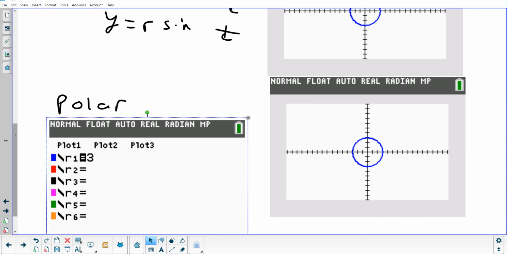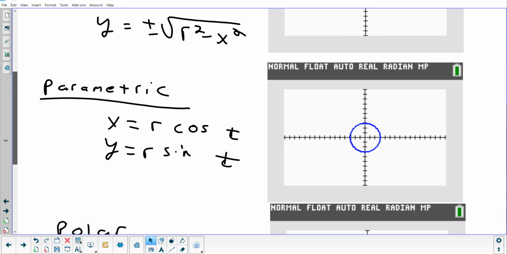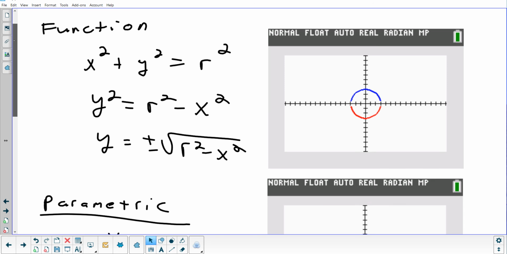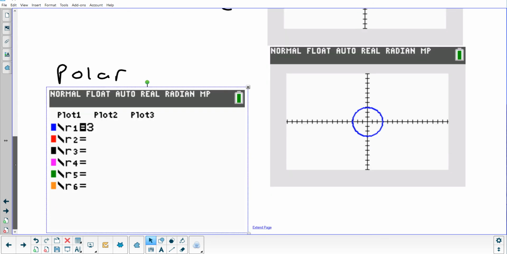Let's see. Okay, parametric, not too bad. Functions, yeah, it's off. You can't even really do it. You have to kind of cheat and do the top and the bottom half separate. So polar, very easy for circles. What do you think would be pretty complicated in polar? That's actually simple somewhere else. Yeah? Moving the origin.